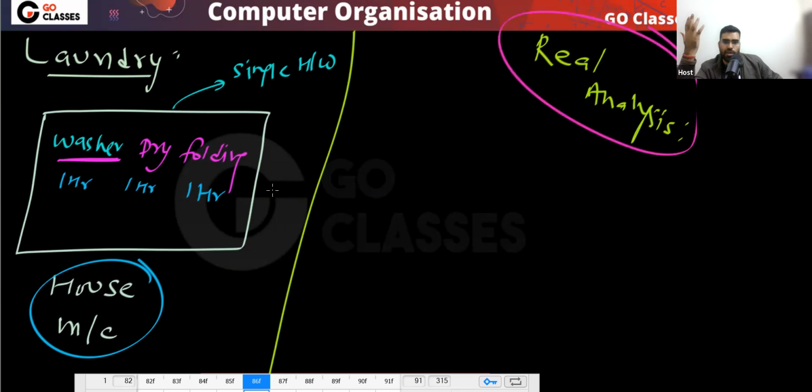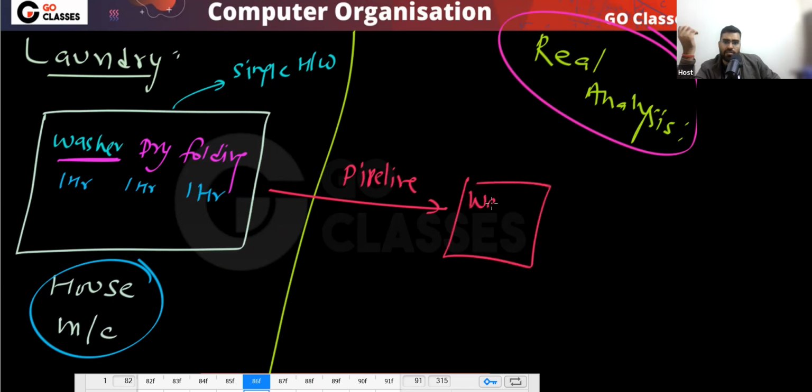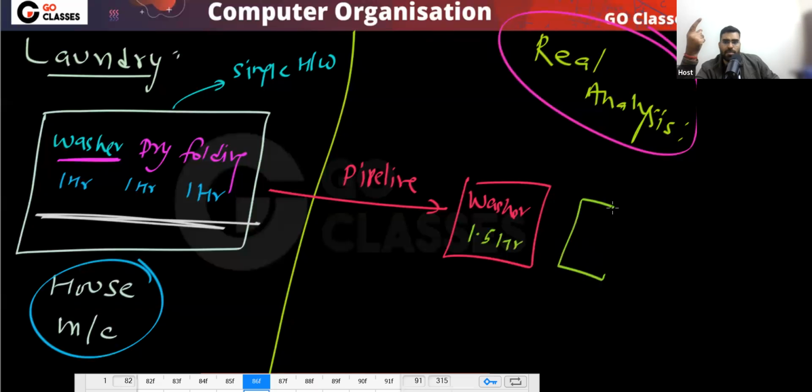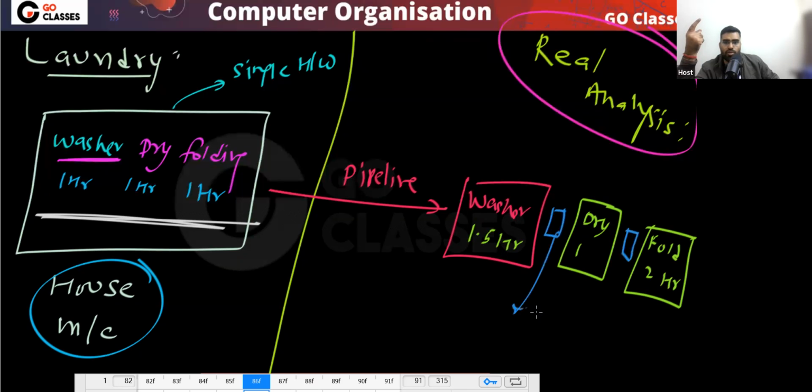In the real analysis, when you convert this into a pipeline, it might be possible that this washer, which was taking 3 hours for one instruction, is now taking maybe 1.5 hours. This dryer is taking maybe 1 hour. This folding is taking maybe 2 hours. And these are the entry stage buffers. Maybe these also have some delay, maybe 15 minutes each.